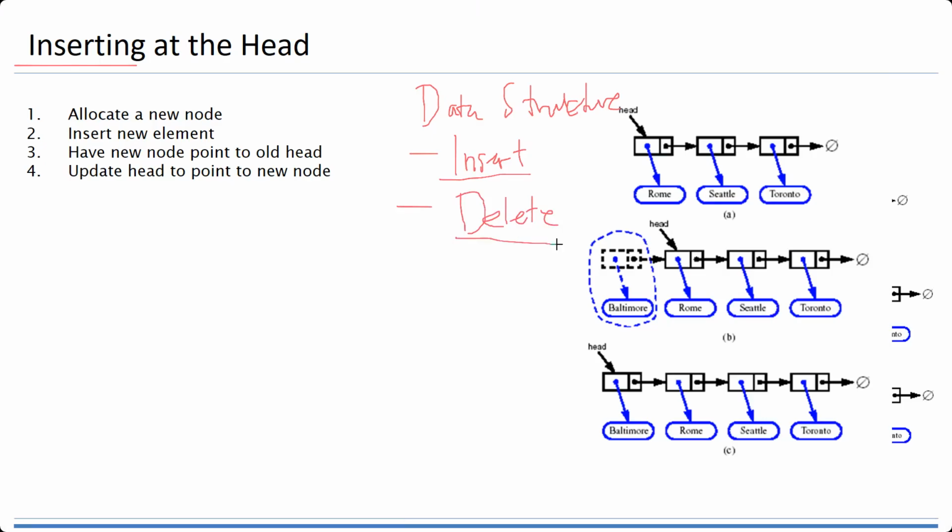Based on these two operations, we can check whether the data structure will give you the most optimum or the most efficient operation or not. If the operation is O(1), then of course this is very good. If the operation is O(1), this is a very good data structure.